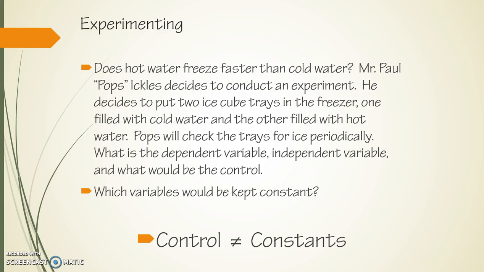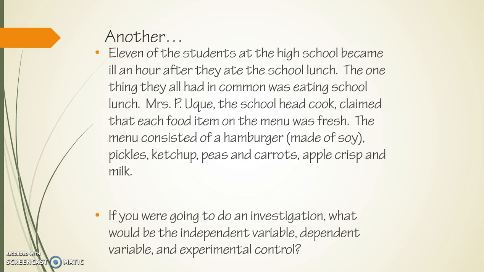Now, the second experiment that we're going to be talking about in class, you need to be ready for it. You have to figure out the independent and the dependent variable, any constants, any controls that you would use for students at a high school becoming ill an hour after they ate the school lunch. Anyway, so read those two, come up with what your different variables are, and we'll have to discuss them in class, and I'll be checking to make sure that you are on task here.